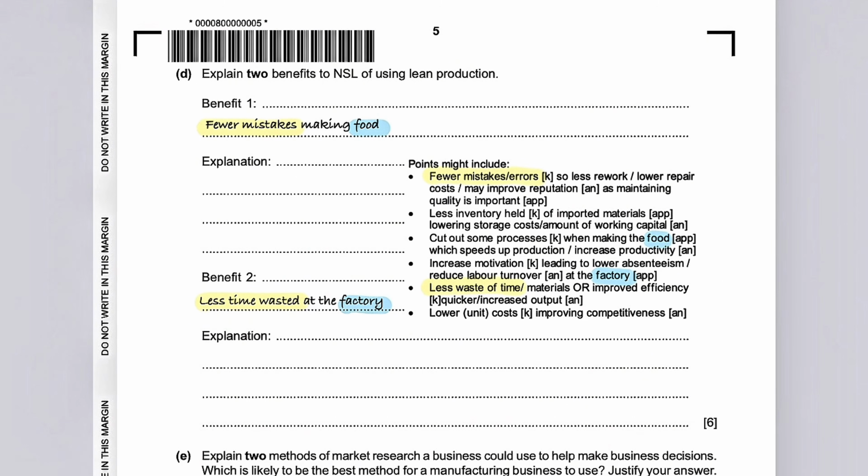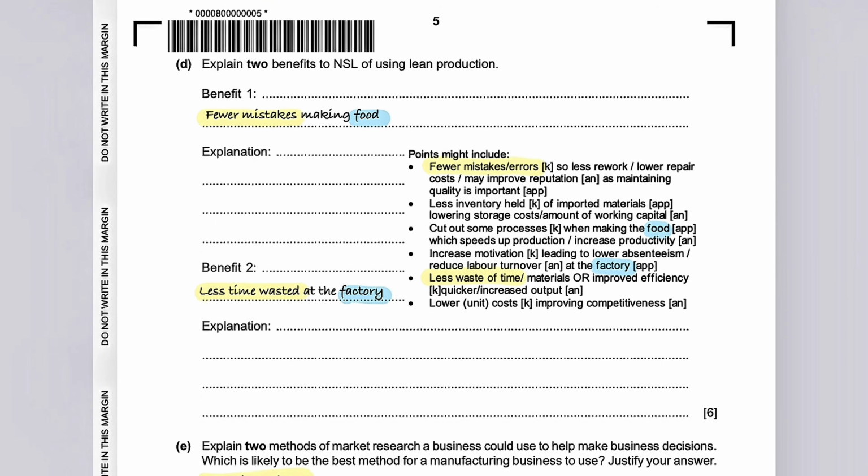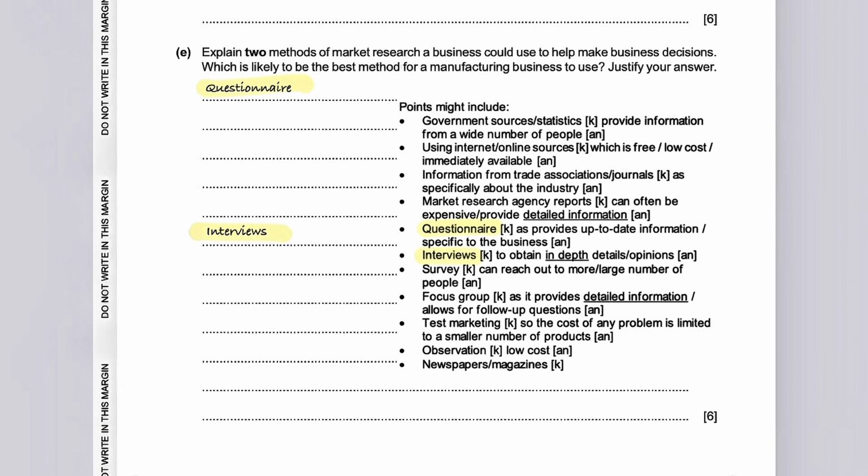Fewer mistakes, which is our knowledge point. Making food, which is our application point. Benefit 2, less time wasted, which is our knowledge point, at the factory, which is our application point. And as you can see on the mark scheme, it is abundantly clear that you can get marks just for writing these key words. And for question E, if you are going to use this method, I would highly recommend you blank out the rest of the question.